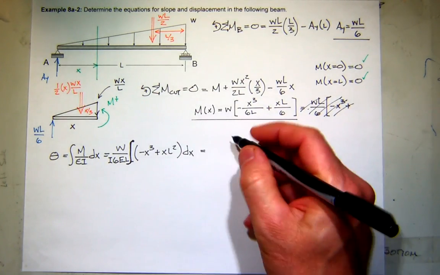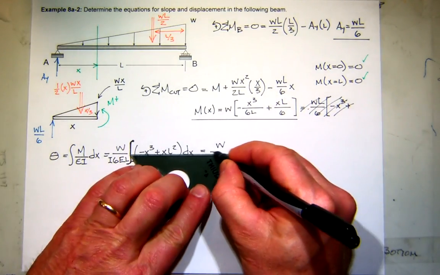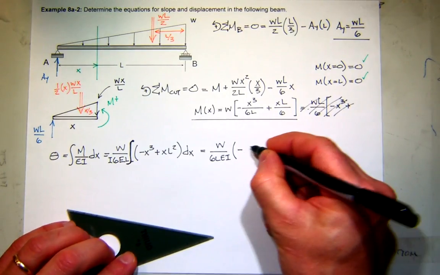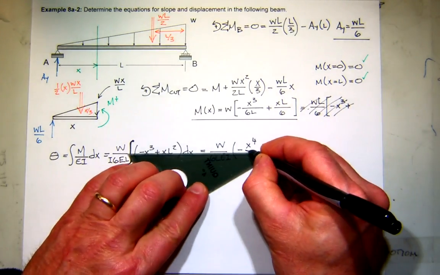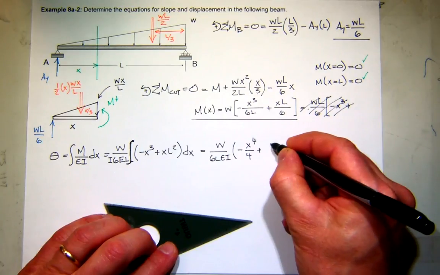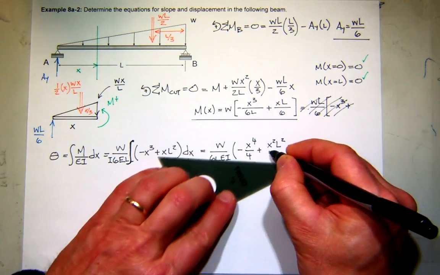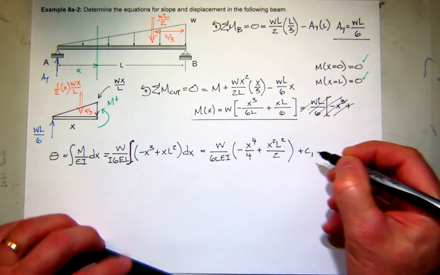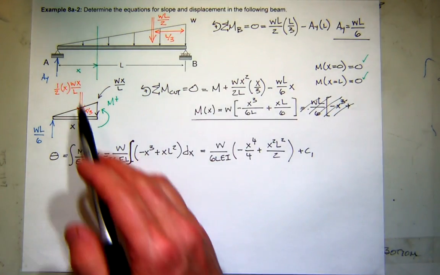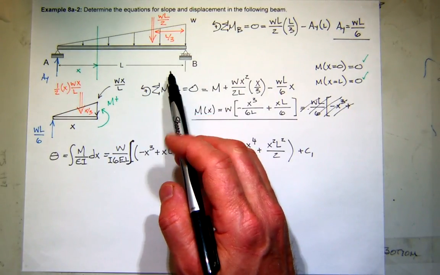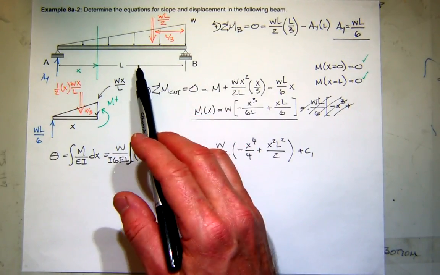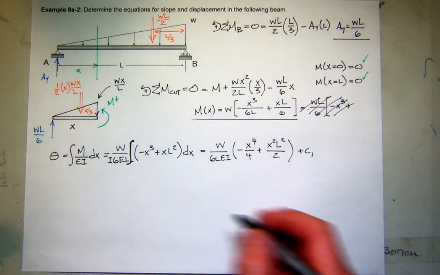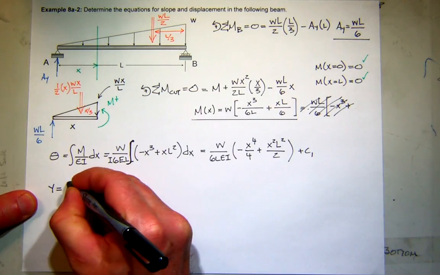So here we go. What's that going to be? That's going to be W over 6LEI. And the first integral will be x to the 4th over 4, and the second one will be x squared L squared over 2. And an integration constant. Do I know anything about the slope in this structure? I know somewhere in here it's going to be 0, but I don't know where right now. So I've got to leave it alone. So let's integrate it again. Why not? You guys are good integrators.